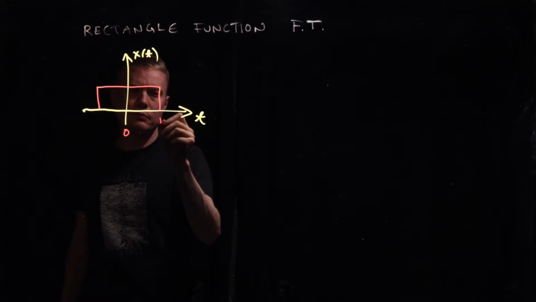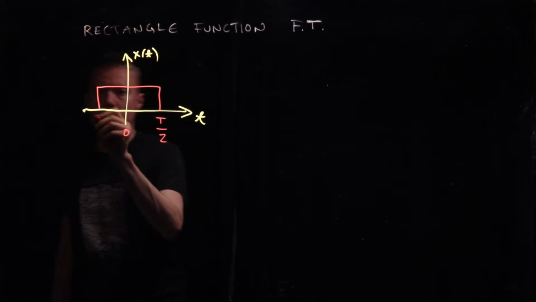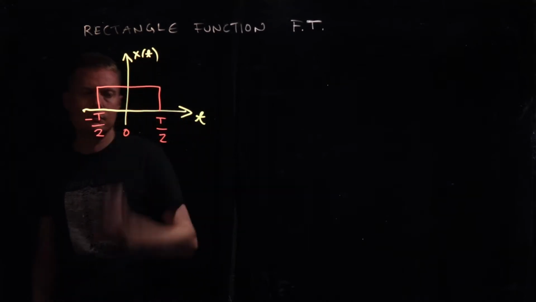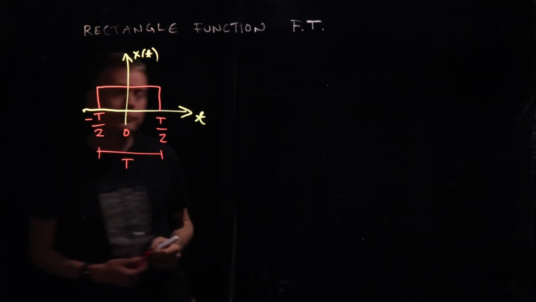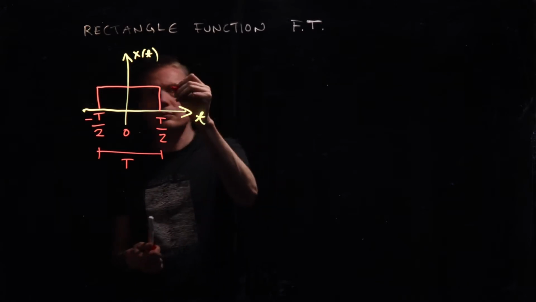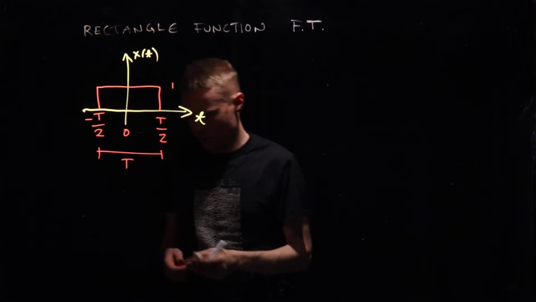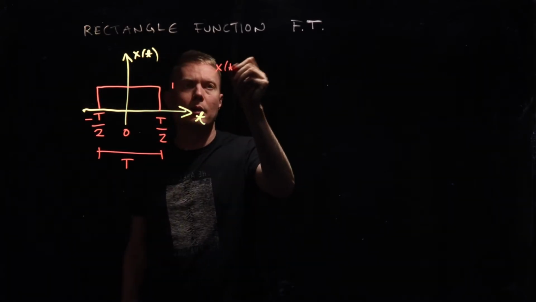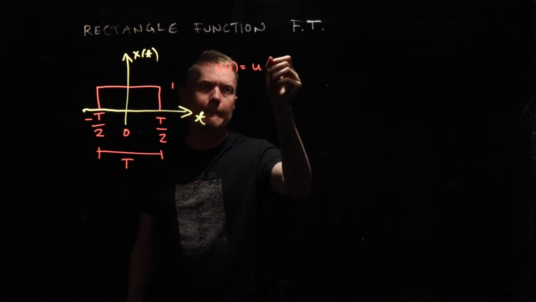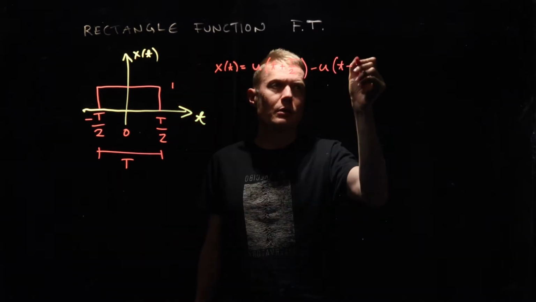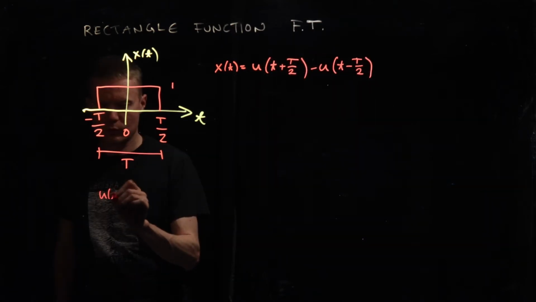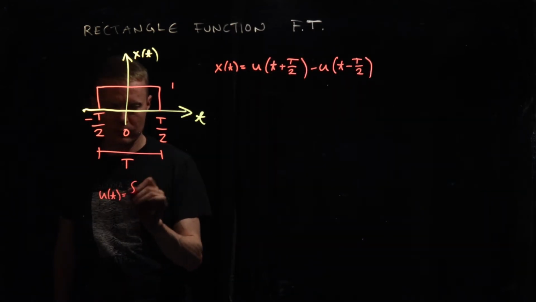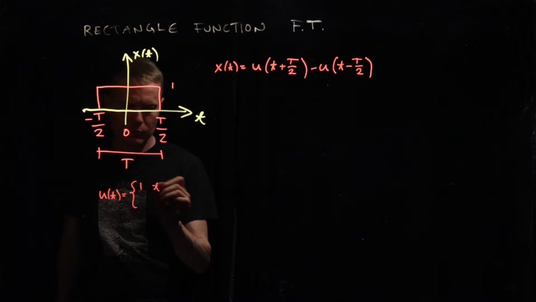This is a plot of a rectangular function, which is symmetric around 0. The length of this function is t, and it has non-zero values going from minus t over 2 to t over 2. I will assume that the rectangular function has a constant amplitude of 1. This is the rectangular function in equation form. I'm using the Heaviside function, or the unit step function u, to describe the rectangular function. Here's the definition for the unit step function.